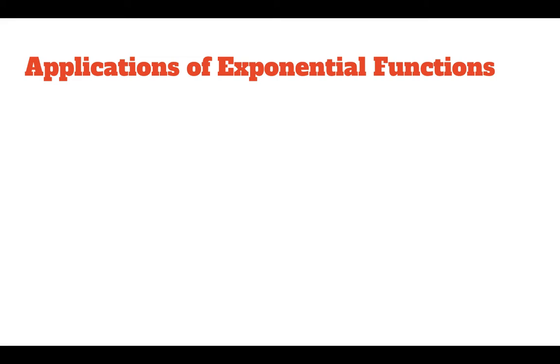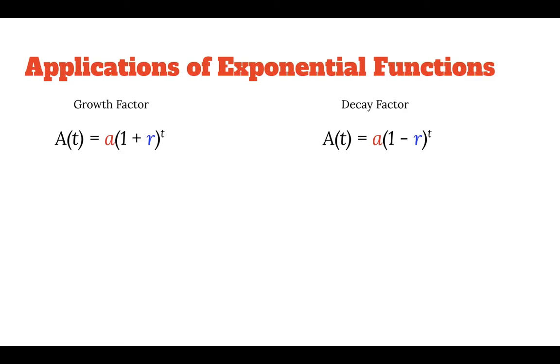Applications of exponential functions. We have 2 applications that we're going to talk about. We have the growth factor and we have the decay factor. If you look at the 2 formulas, they are very, very similar. The one difference: growth means getting bigger, which would be related to the sum. Decay, meaning smaller, would be related to the difference. Each piece of those functions has a particular meaning. A of t represents your future value. A represents the starting value. R represents the rate, particularly your rate as a decimal value. And t, time.